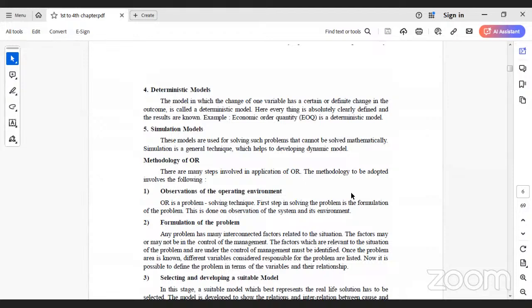There are many steps involved in the application of the methodology: observation of the operating environment, the OR problem, and the solving technique. The first step in solving the problem is the formulation of the problem. This is done by observation.